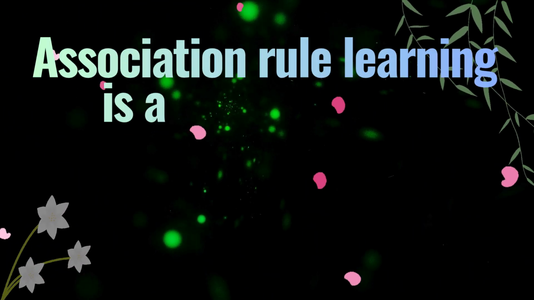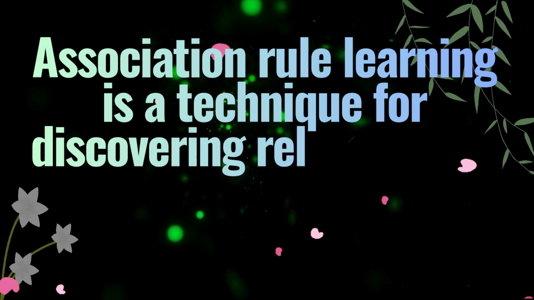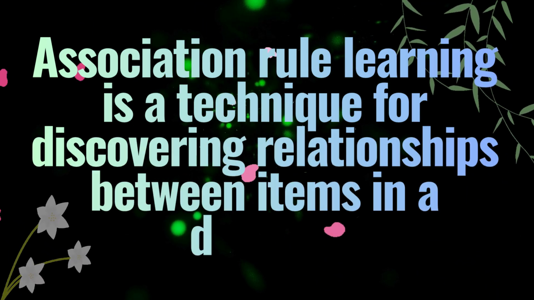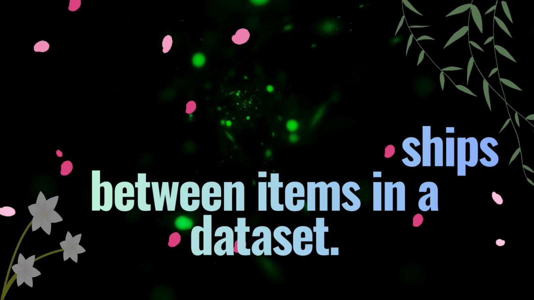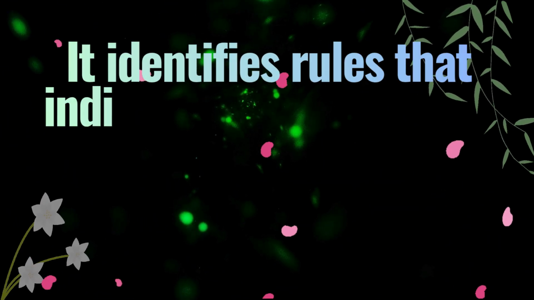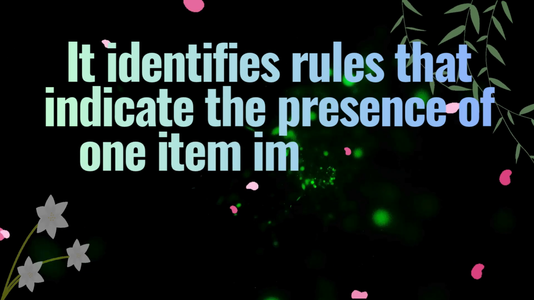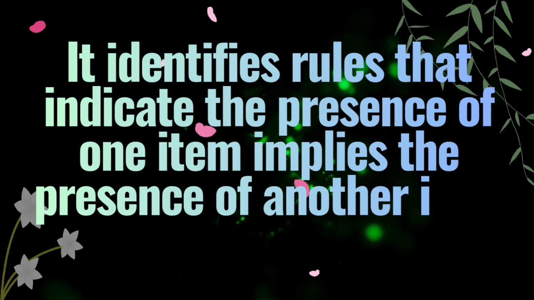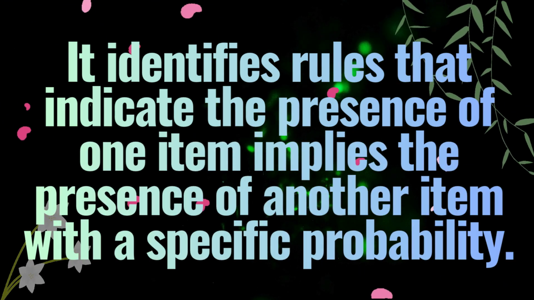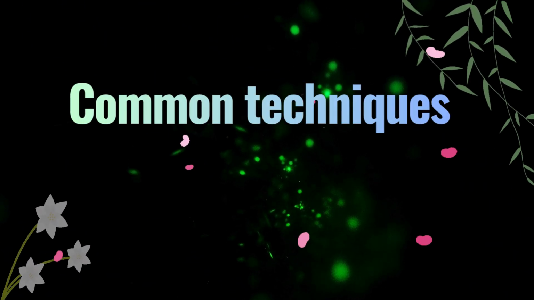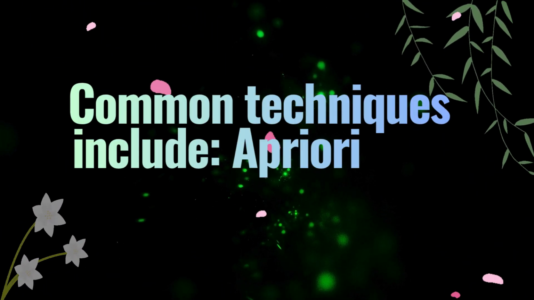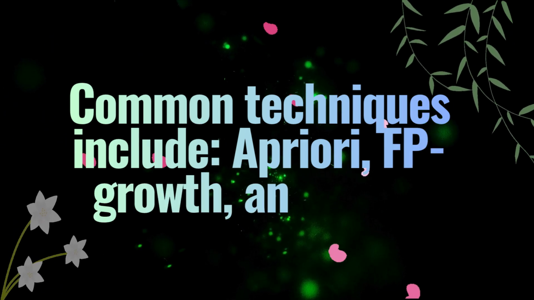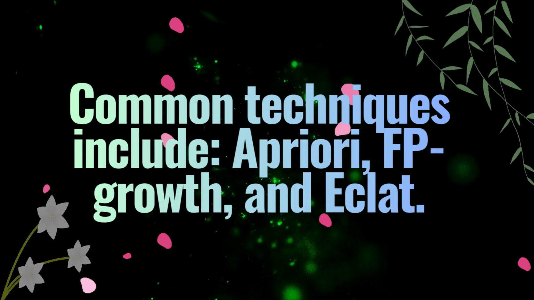3. Association rule learning. Association rule learning is a technique for discovering relationships between items in a dataset. It identifies rules that indicate the presence of one item implies the presence of another item with a specific probability. Common techniques include Apriori, FP-growth, ECLAT.